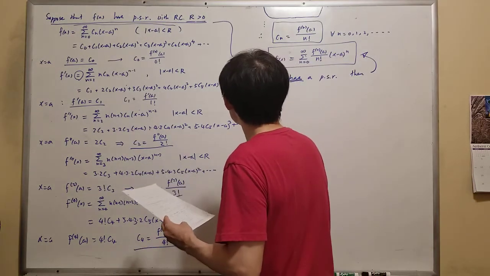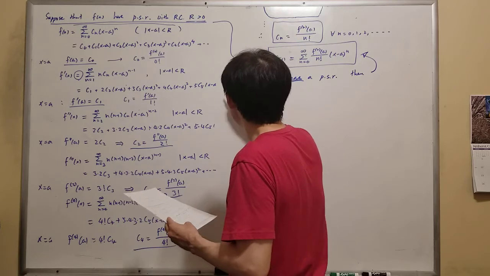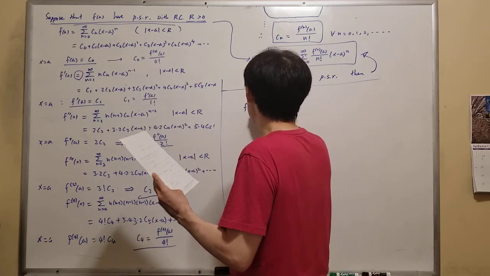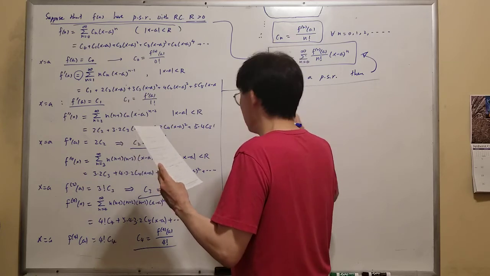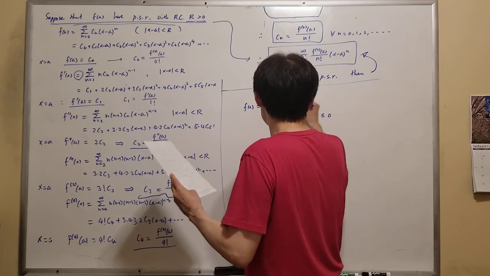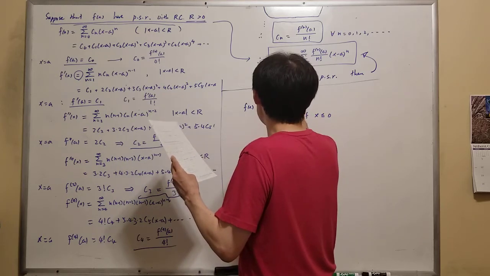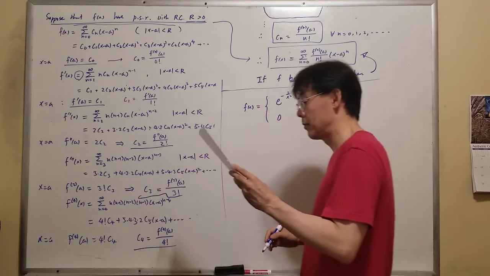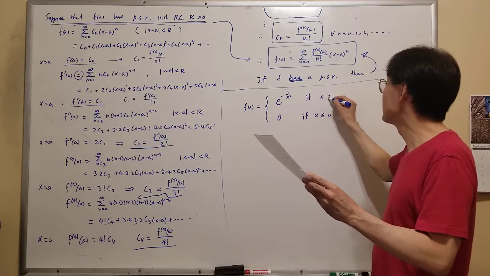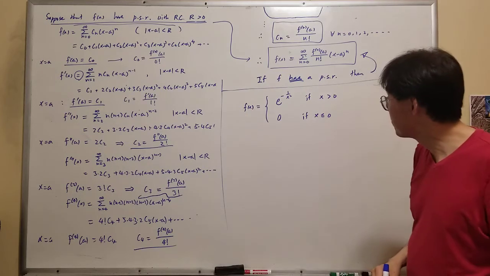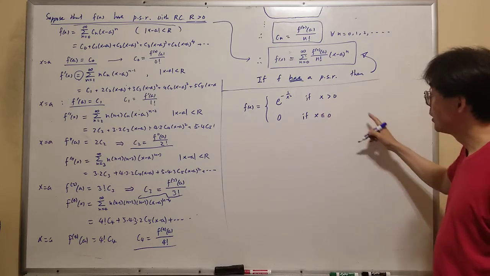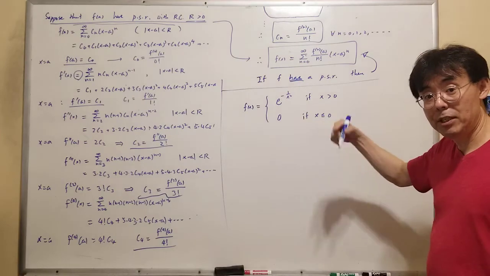So, this is a little bit advanced, but I want to give you just one example. So f of x is 0 if x is less than or equal to 0, and e to the minus 1 over x squared if x is greater than 0. So your function f is a piecewise function.